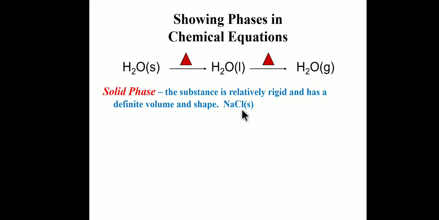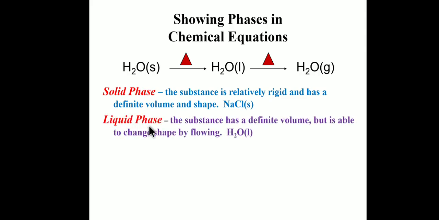For example, sodium chloride salt, that is solid, we can represent like this. And the next one is liquid phase. The substance has a definite volume but it is able to change shape by flowing. If any substance has a definite volume, but it is able to change its shape by flowing, by moving. Example H2O, which is in liquid state.